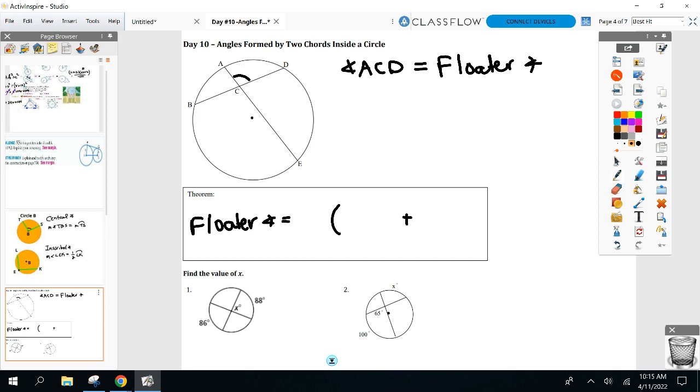You take the arc that belongs to the floater angle. And are you ready for this? You're going to add its vertical angle's arc. Remember vertical angles? So you take the floater angle, add its arc, plus look at its vertical angle and add its arc to it.